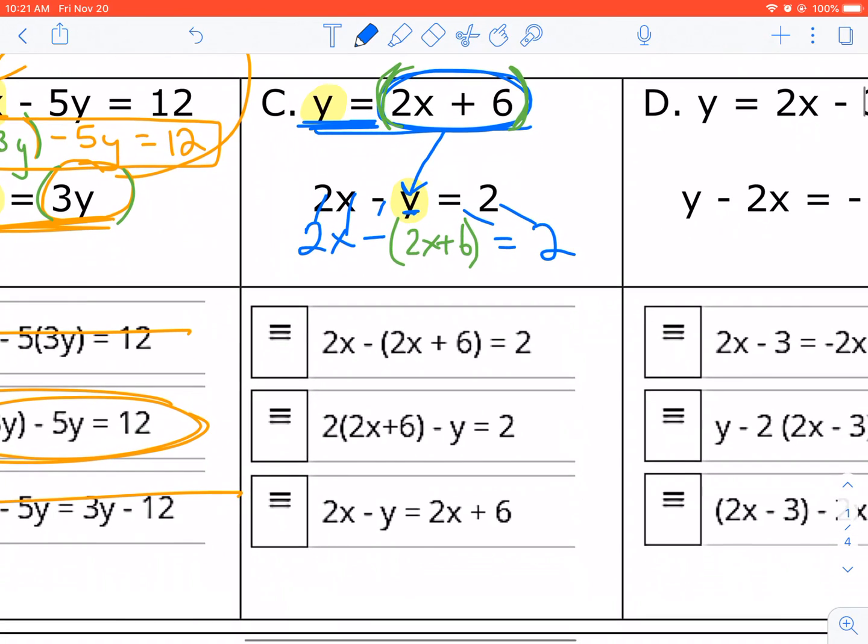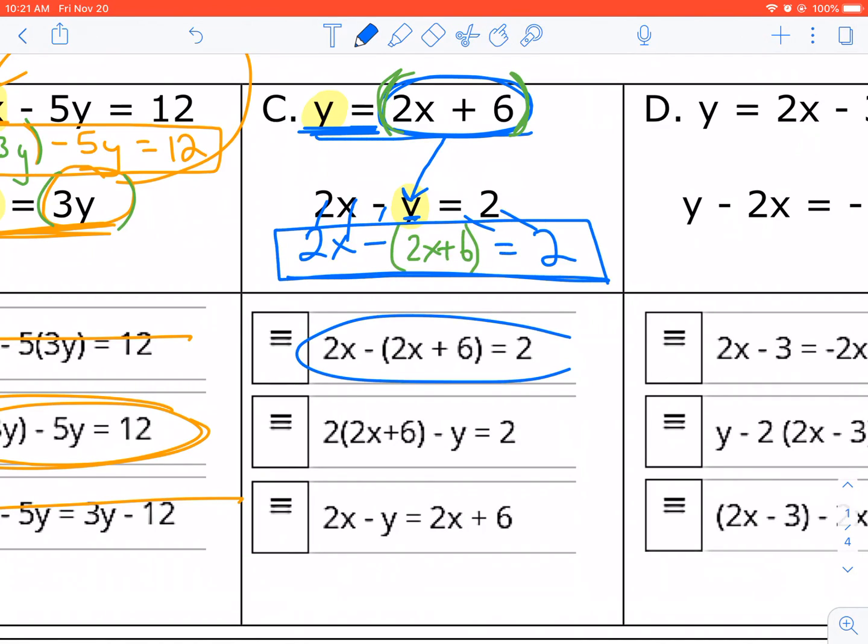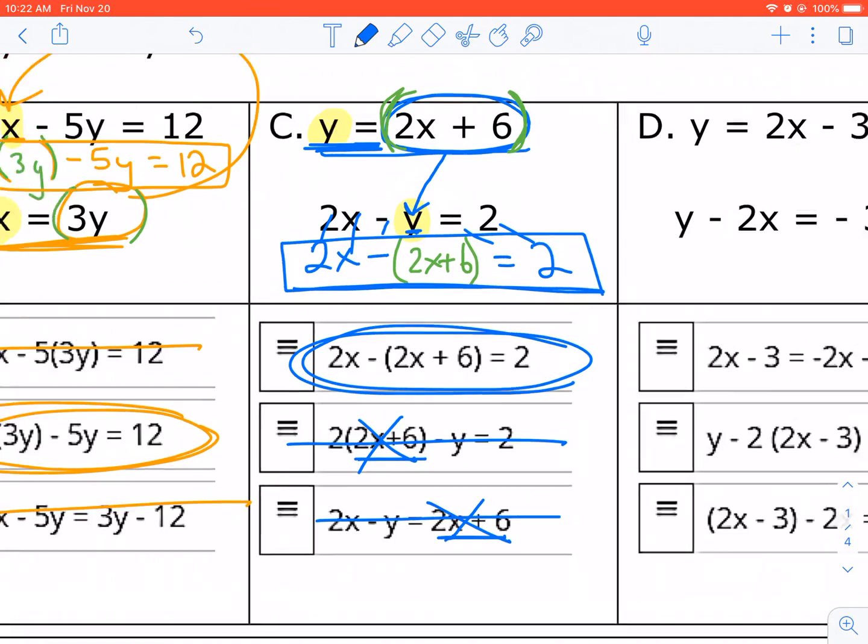So now we're going to look at our drop-down menu and see if we can find those choices. What we're looking for is this one down here. I'm going to look for 2x minus, and there it is on the top. This one is not correct because we're not plugging in for x. And again, this one is not correct because there should just be a 2 at the end. So these are incorrect. So you have two answers.